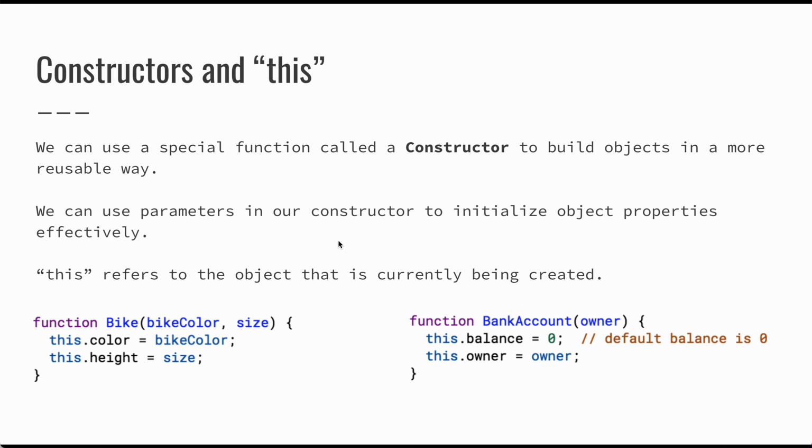But you can see here in both of these examples, we're now going to be creating objects that have properties. On the left, it's going to be color and height. That's going to allow us to instantiate new bike objects. And on the right, it's going to be balance and owner. Those are going to be our properties.